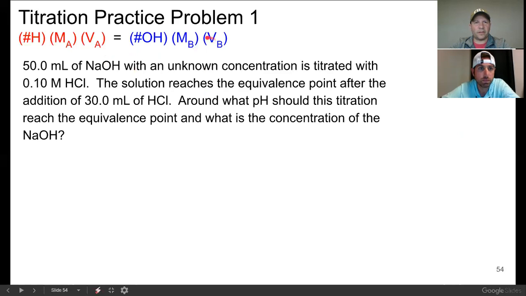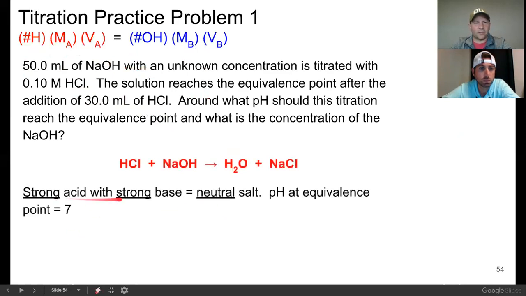Do we know the volume of the base? Yep, 50 milliliters. All right, so we had that. So we had 50 milliliters in the flask before, and by the time we reached the equivalence point, we added 30 milliliters of hydrochloric acid. We have 5 of the 6 variables. Let's look at what it looks like here. Strong acid, strong base, right? Yep, so it's going to be neutral.